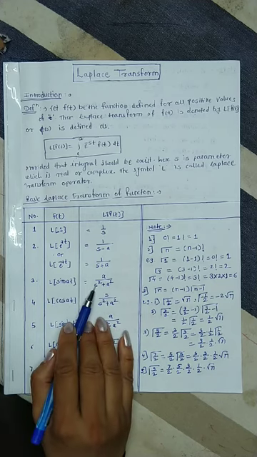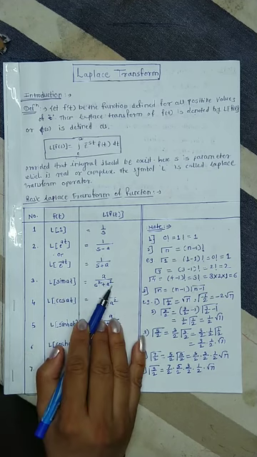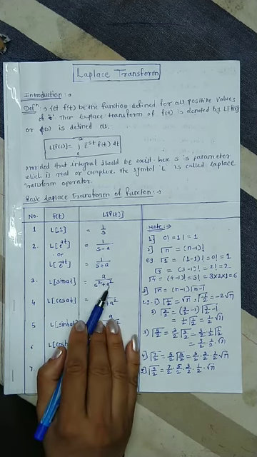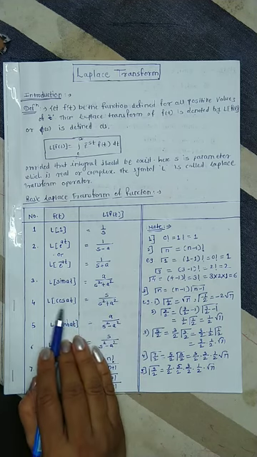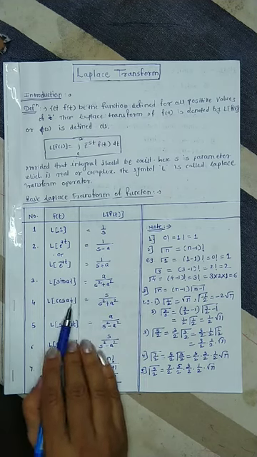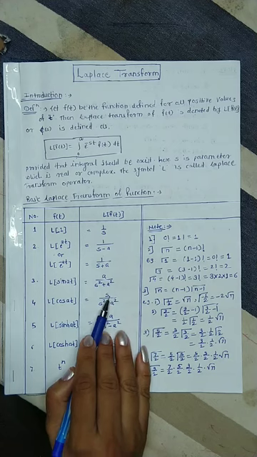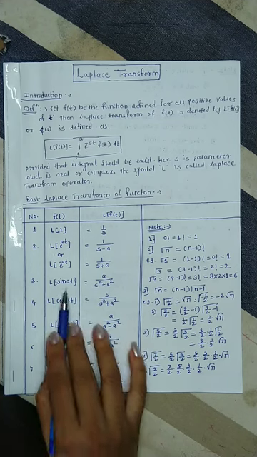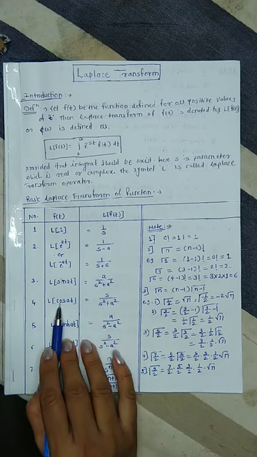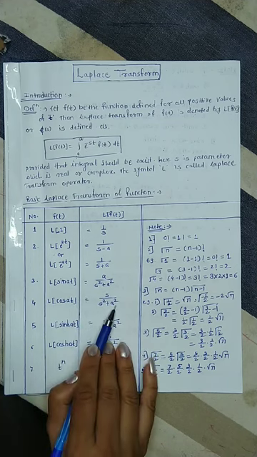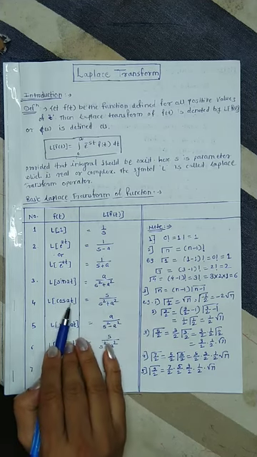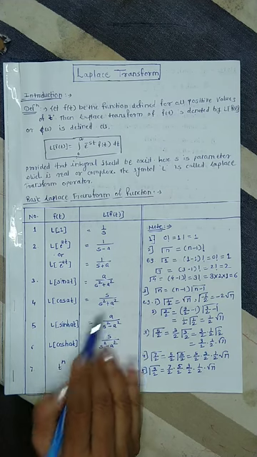a upon a square plus this number square, a square. Whatever the number, you have to square this number. Now cos at Laplace is just replace a by s here. Wherever cos is there, numerator is s upon denominator, same for sine and cos also. That is s square plus this number square. Okay, sin at Laplace is a upon s square plus a square. Cos at Laplace is s upon s square plus a square.